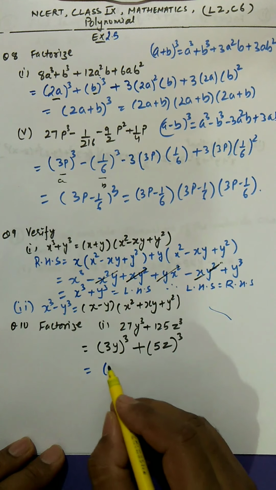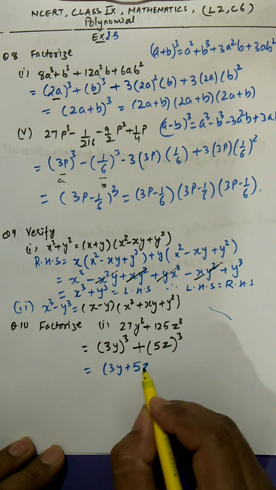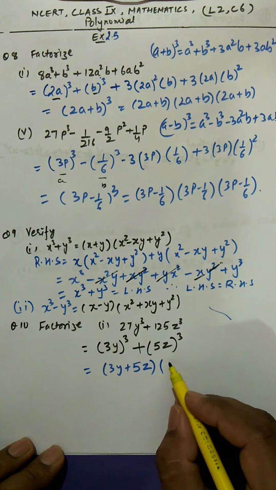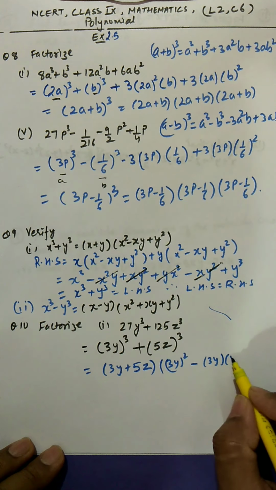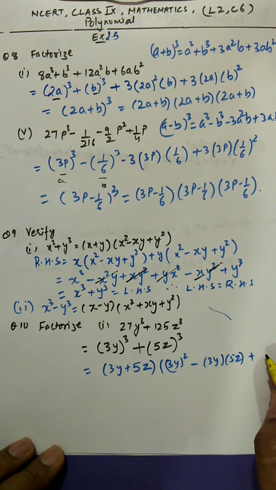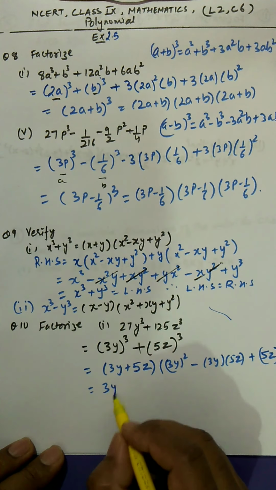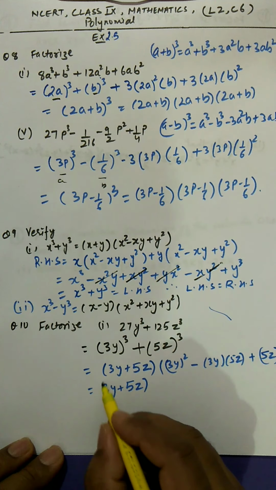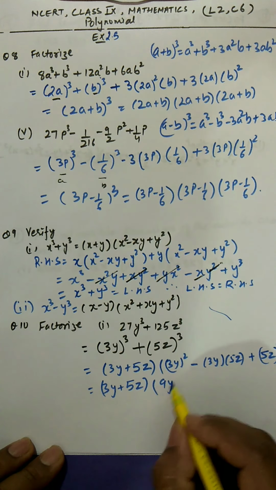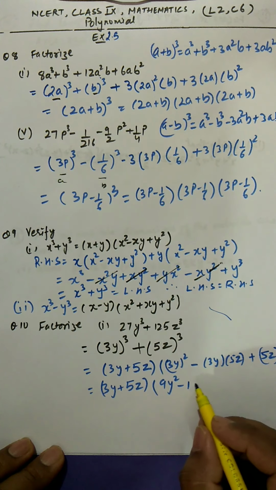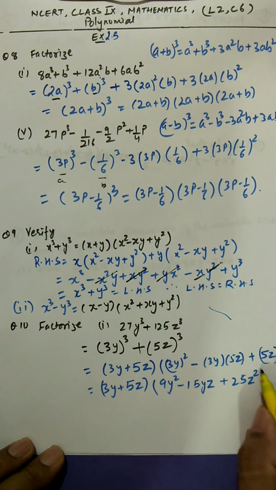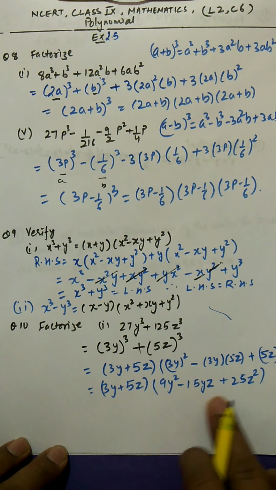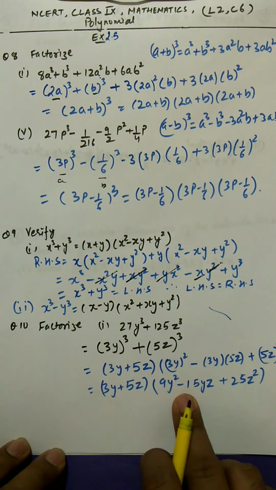So this is your x plus y, meaning 3y plus 5z, and x square means 3y whole square, minus xy means 3y 5z, and plus y square means 5z square. So after simplifying, you will get the factors. So this is 9y square, this is 15yz, and this will become 25z square. So do not try to factorize this further. This is fine. These two factors you have got.